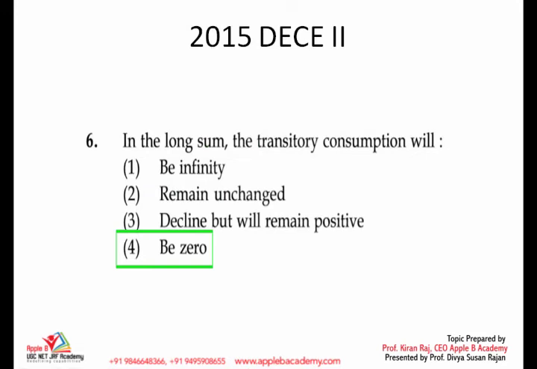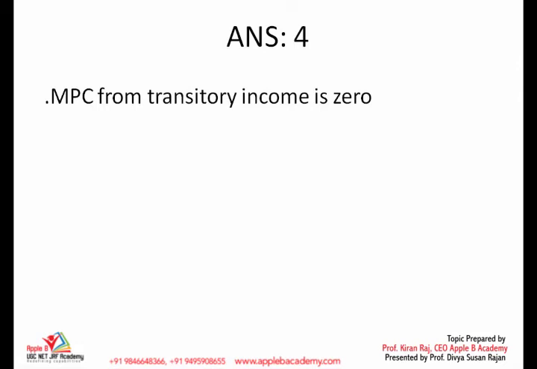So some of the questions that would be asked: 2015 paper 2 December, question number 6. In the long run, the transitory consumption will be infinity, remain unchanged, decline but will remain positive, or be zero. The correct answer that we have studied according to the previous session is number 4. That is, MPC for transitory income will become 0 or is 0.